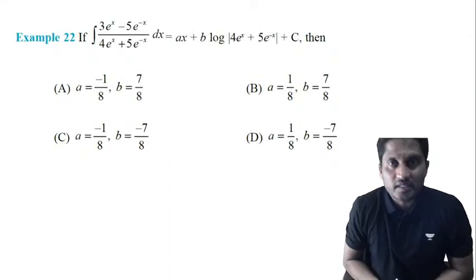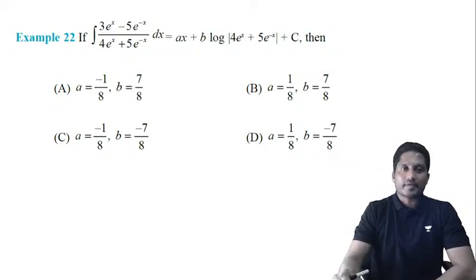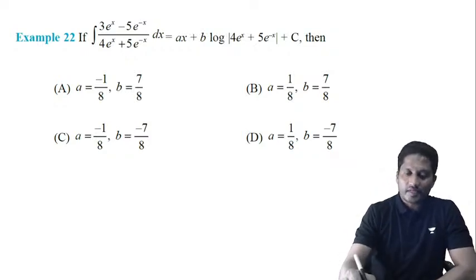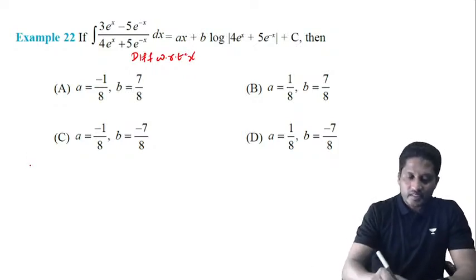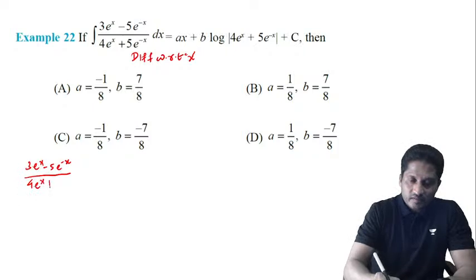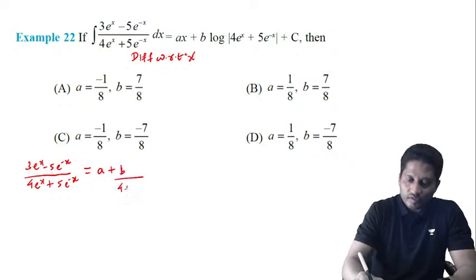See, when you get questions like this, there was a similar question in 2022 paper as well. Don't integrate this, it takes a lot of time. If I differentiate with respect to x, left side that integral sign will vanish. You get 3 e power x minus 5 e power minus x whole divided by 4 e power x plus 5 e to the power of minus x. Okay, differentiation of ax is a, b is a constant, log x is 1 by x, that is 4 e power x plus 5 e power minus x. Now if I differentiate this, you get 4 e power x. Differentiation of e power minus x is minus e power minus x.